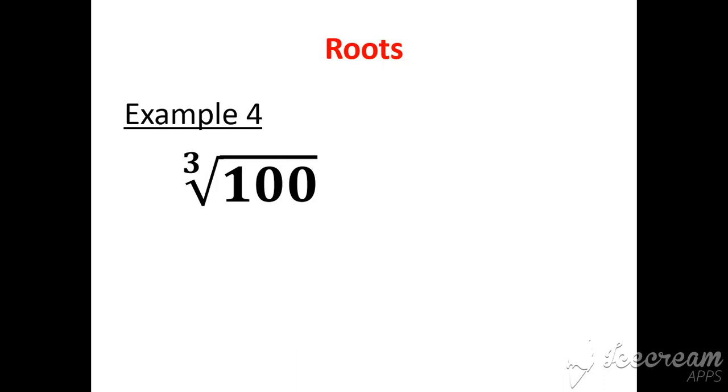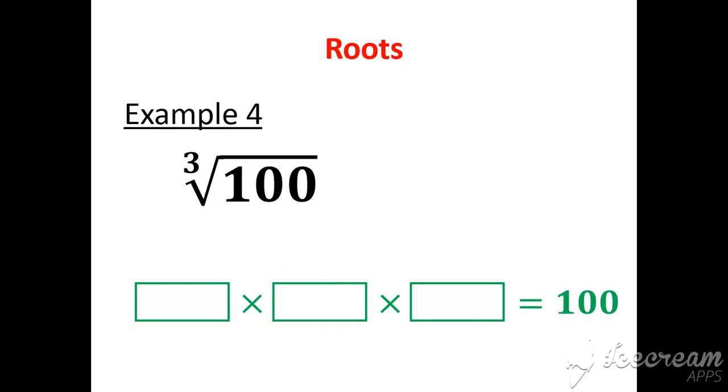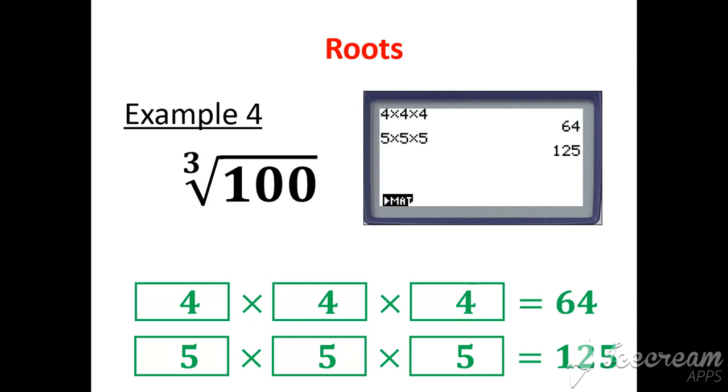Right, example 4, our last example, just to quickly look at this one. What is the cube root of 100? That means something times something times something is 100. Now, if I was to say 4 times 4 times 4, that's 64. And 5 times 5 times 5, that's 125. So 4's too small, 5's too big. So the number's somewhere between 4 and 5.